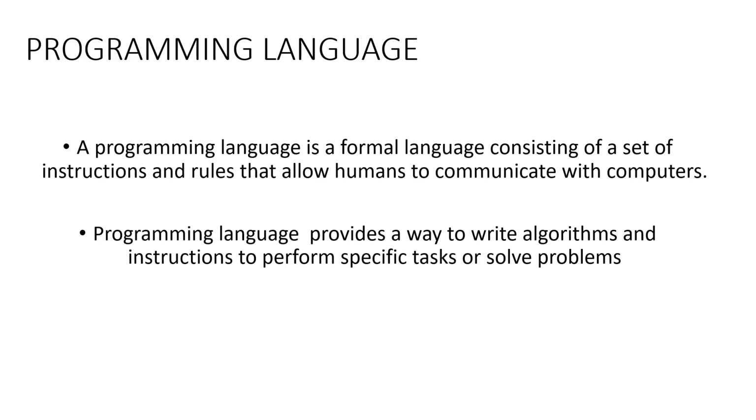And we can also say that programming language provides a way to write algorithms and instructions to perform specific tasks or solve problems. Don't forget that the computer is meant to solve a particular task or a particular problem, and we need a particular language in which we can communicate with this computer so that it will be able to solve this problem. And that is why we say programming language provides a way to write algorithms. Algorithms are a sequence of instructions that we write to solve a problem.